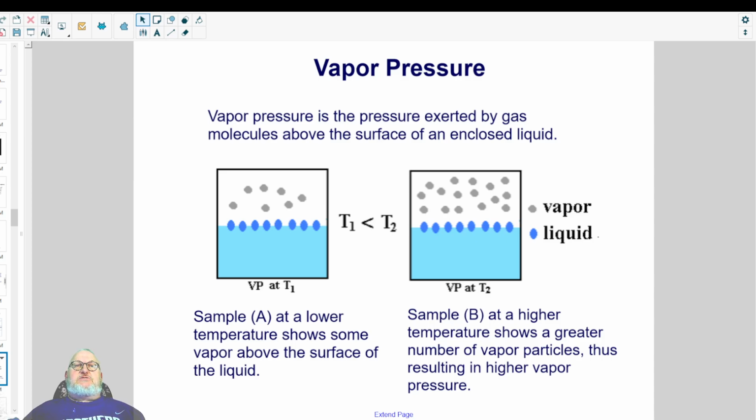Vapor pressure is measured as the pressure exerted by the gas above the surface of the liquid. If you look at sample A, it has a lower temperature and shows some vapor pressure above the surface of the liquid. Sample B has a higher temperature, and you've got a greater number of vapor particles, so you're going to have a higher vapor pressure.